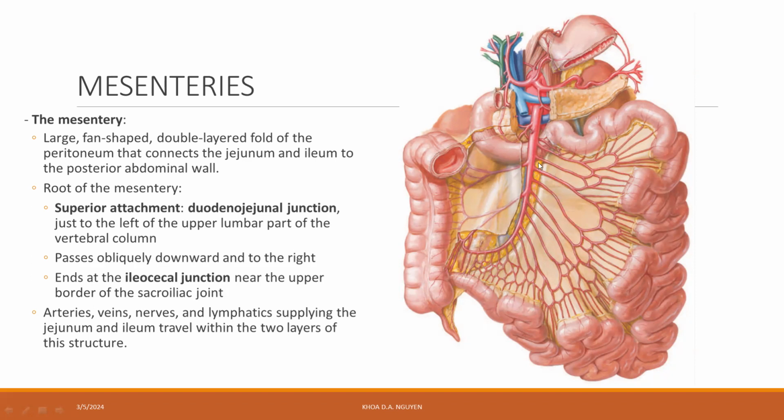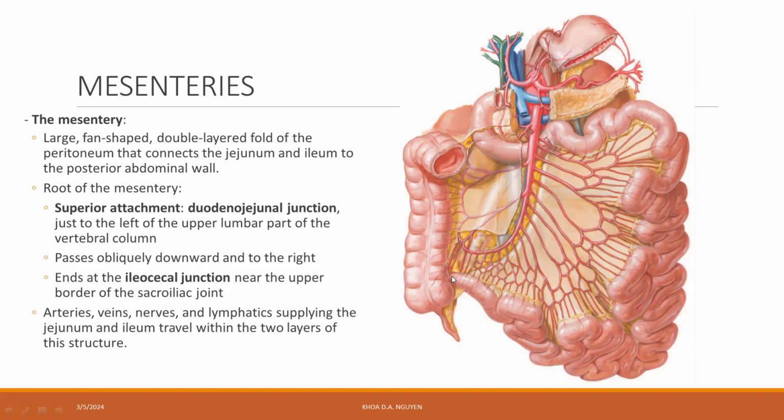And the superior attachment of that mesentery root is the duodenal-jejunal junction. You see that? The duodenum is right here, jejunum is this portion right there, and the root of the mesentery actually starts superiorly right here. Okay, it's going to go down and down obliquely and to the right and down and to the right until it gets here where it ends, at the ileocecal junction in between the ileum and the cecum.